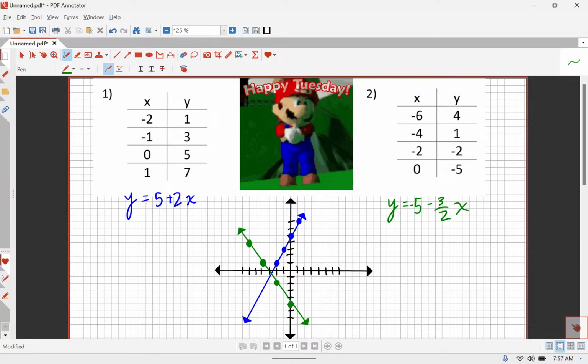How many of us got y equals negative 5 minus 3 halves x, or y equals negative 3 halves x minus 5? Perfect. That's exactly right, guys. That's all there is to it. So you just need to find the slope and the y-intercept, and it helps you build that equation, okay? Go ahead. That's just fine, Holland.